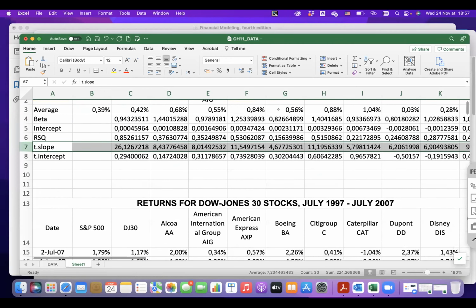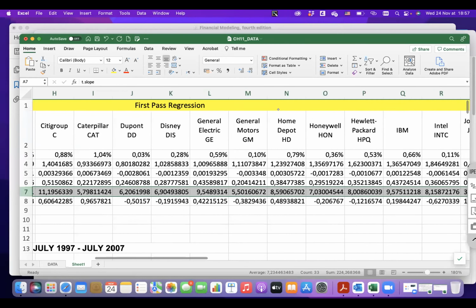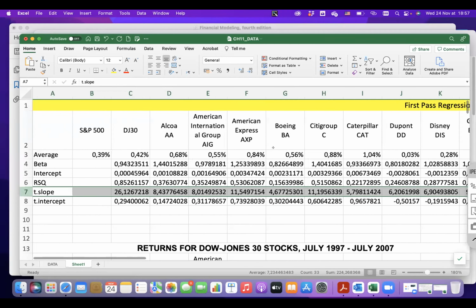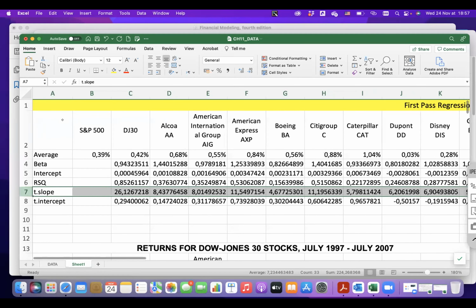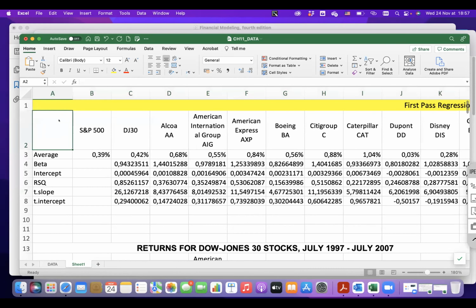Okay guys, so this is the first stage. So next time inshallah we move to the next pass regression, to check if our SML model holds for our results or not. Doctor, please, how can we interpret T slope and T intercept?